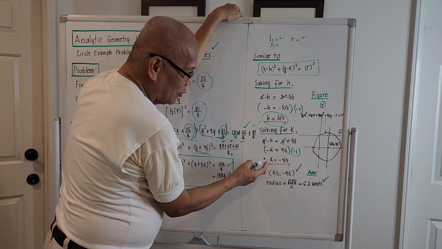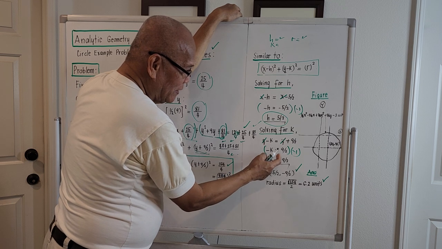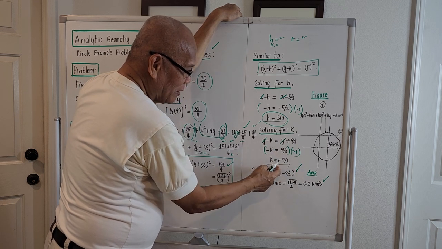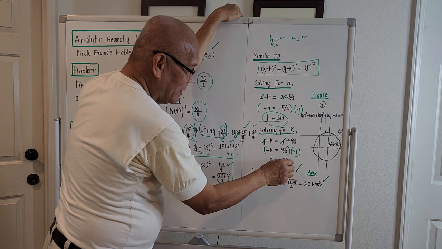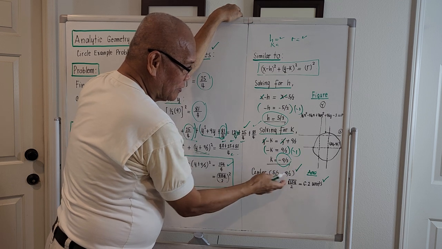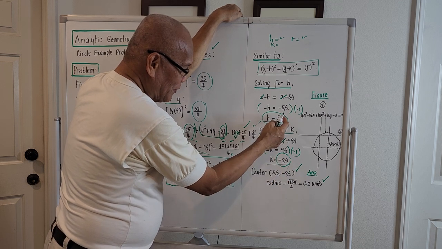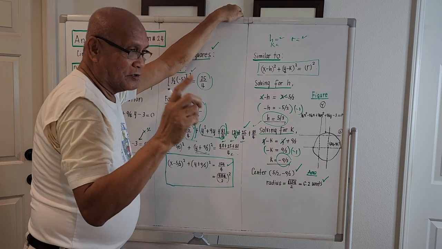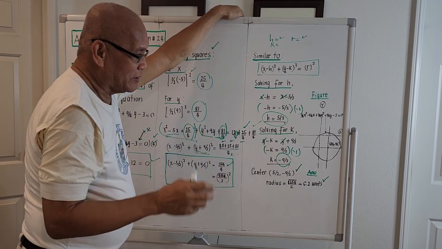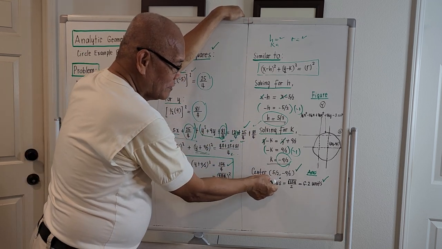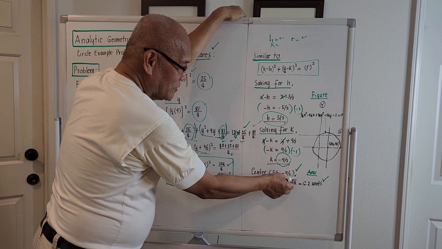Negative k times negative 1 will be positive k, and 9 halves times negative 1 will be negative 9 halves. So the value of k will be negative 9 halves. It's a negative value. This is a positive value. So the center of the circle is actually at the coordinates 5 halves and negative 9 halves.